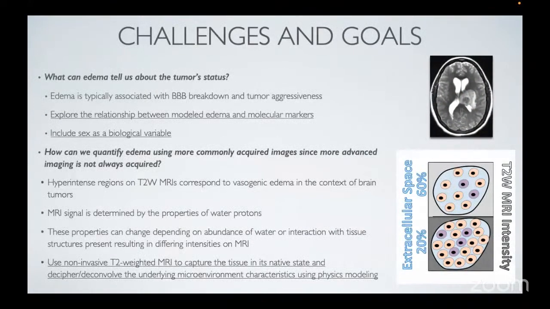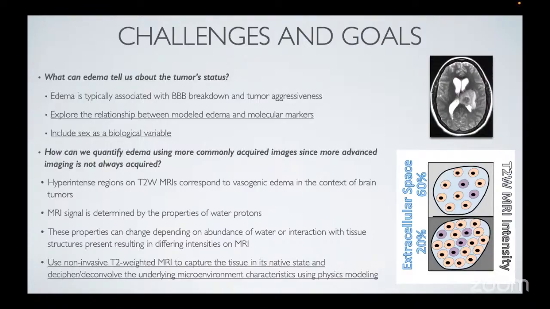And so we want to know what edema can tell us about tumor status. Edema is typically associated with blood-brain barrier breakdown and tumor aggressiveness. So we want to explore the relationship between modeling edema along with the molecular markers, and we want to include sex as a biological variable. The question is, how can we quantify this edema, particularly using techniques that aren't advanced MRI imaging, which can be costly, time consuming, and aren't really useful for historical data or images that have already been acquired?